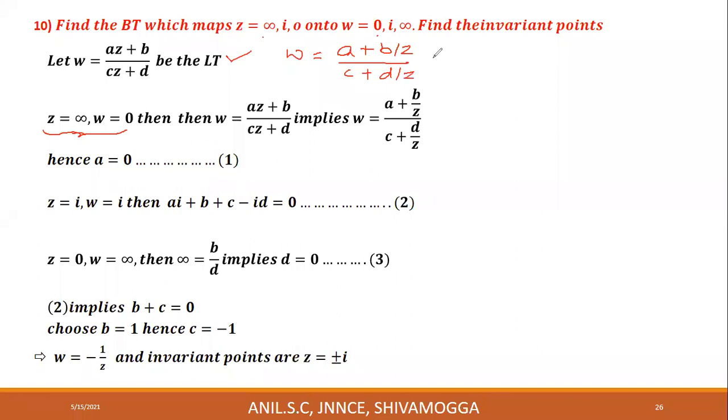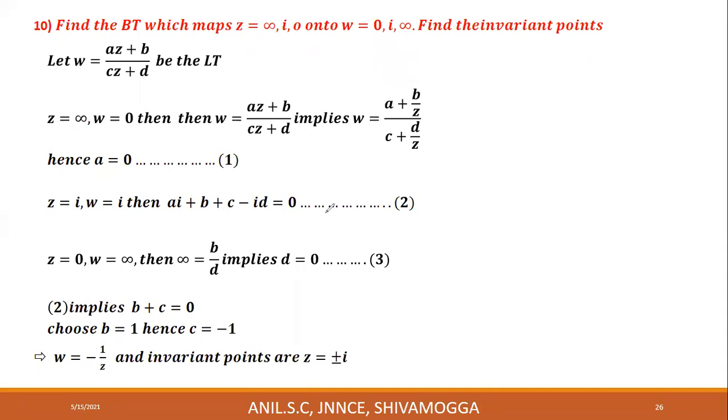Now substitute w is equal to 0. This is equal to a plus b by z. b is a finite quantity divided by z is infinity. A finite quantity divided by infinity is 0, and for the same reason, d by z is also 0. 0 plus c is c. This implies a is equal to 0, since 0 into anything is 0. Let this be equation number 1. a is equal to 0 is one point obtained by substituting the first set of points.